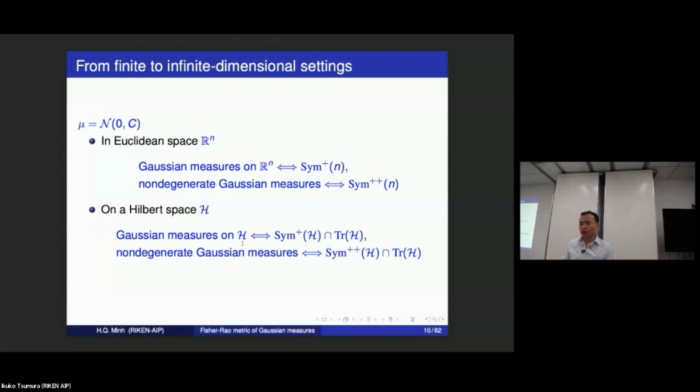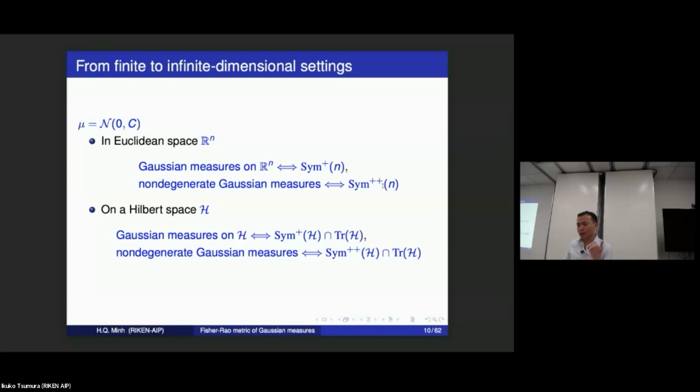On our end, we have a Gaussian measure here. I'm just talking about the case with zero mean, so we have mean zero and covariance matrix C. In Euclidean space, we have Gaussian measures corresponding to the set of positive semi-definite matrices. For non-degenerate Gaussian measures, so that they have a density, it corresponds to the set of symmetric positive definite matrices. Everything is strictly positive.